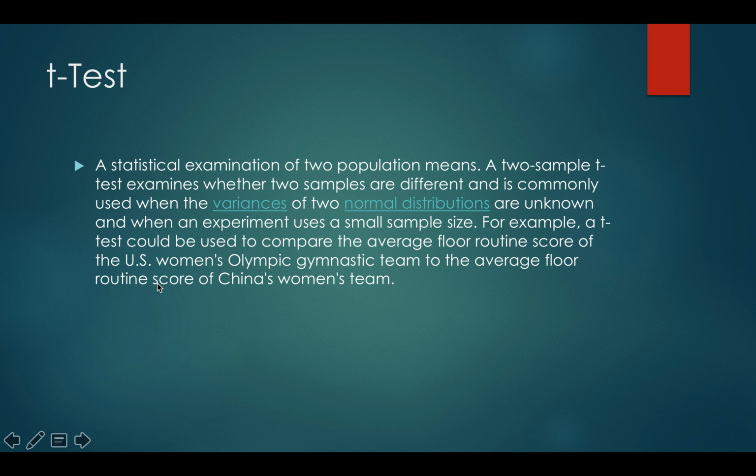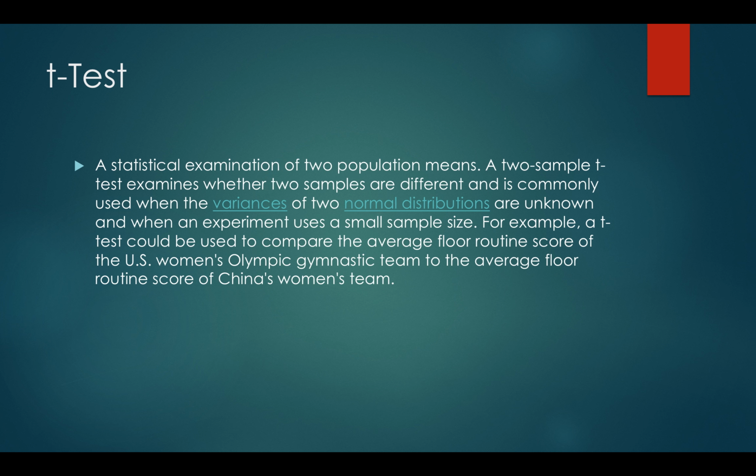So here also we are going to consider hypothesis testing. The t-test is also called a hypothesis test. Here a particular example is given, taken from Investopedia. A t-test could be used to compare the average floor routine score of the US women's Olympic gymnastic team to the average floor routine score of China's women's team. So here we are comparing two means, one is the US women's Olympic team and the other is China's women's team. This is a two independent sample t-test.